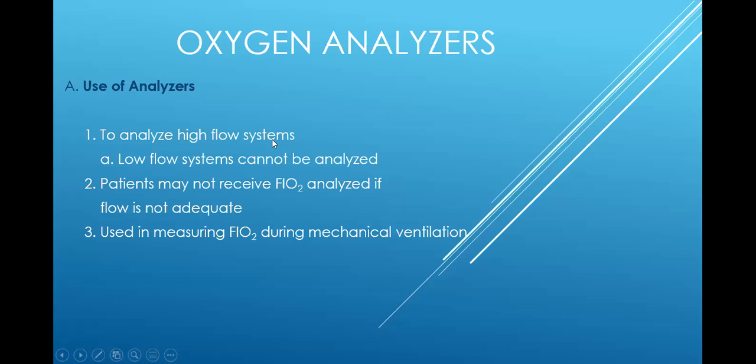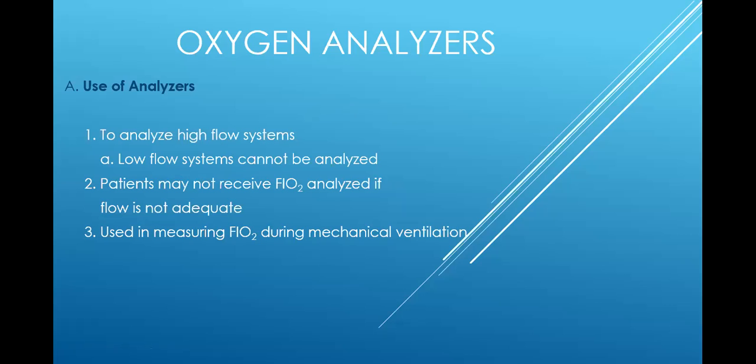All right, so to analyze high flow systems, I don't use them on low flow systems. We use oxygen analyzers on our high flow systems. Low flow cannot be analyzed, okay? Low flow systems can't be analyzed. You got to use them on high flow systems. Patients may not receive the FiO2 analyzed if the flow is inadequate, okay? It is used in measuring the FiO2 during mechanical ventilation.